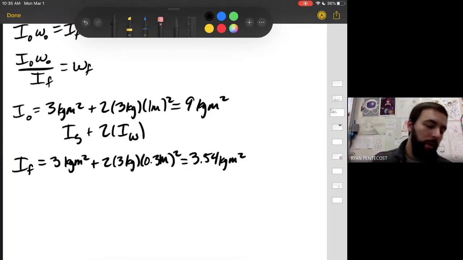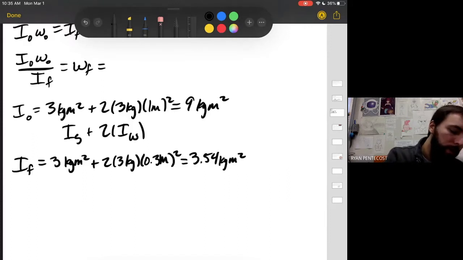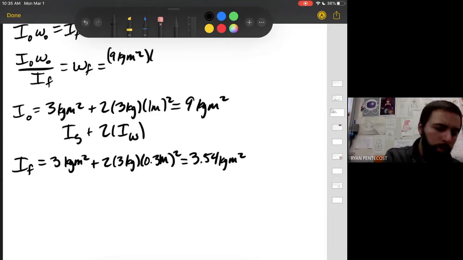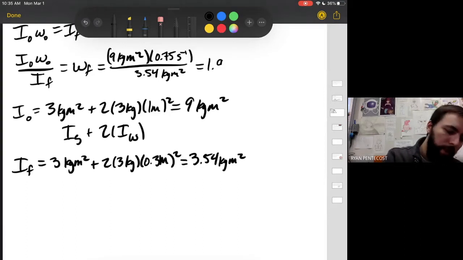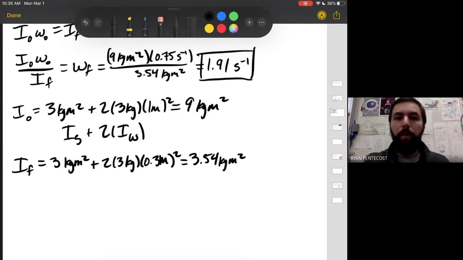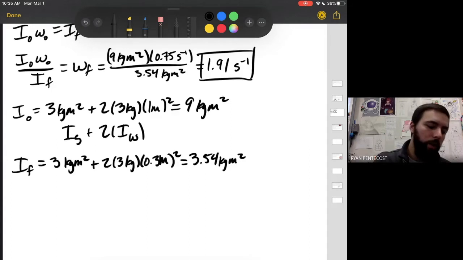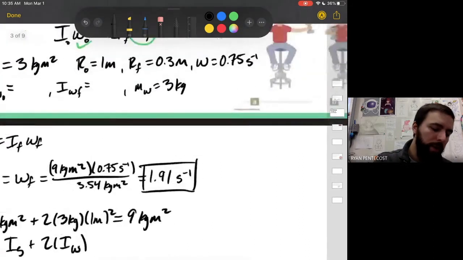So now we have our initial moment of inertia, our final moment of inertia, and we already have our initial angular speed. So we can actually put this in. We have 9 kilogram meters squared times 0.75 seconds inverse divided by 3.54 kilogram meters squared. When you put that in your calculator, you'll find that you will get 1.91 seconds inverse, or 1.91 radians per second. So now we can see that that is a drastic increase.